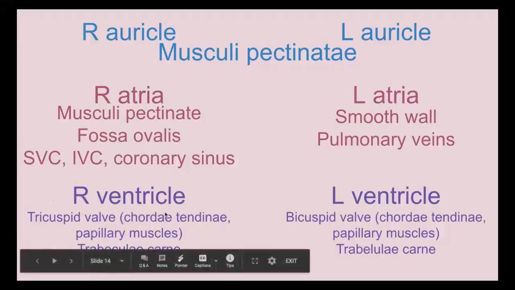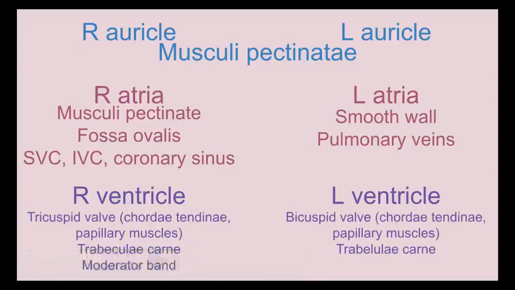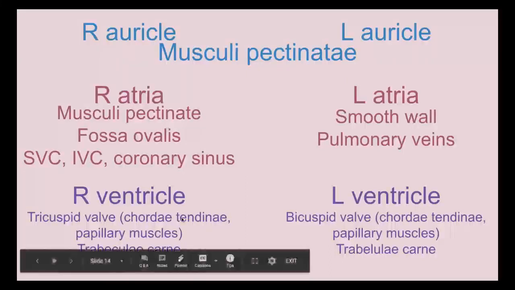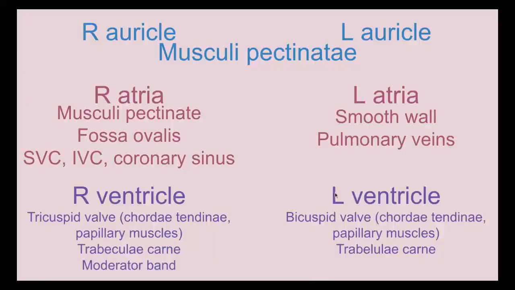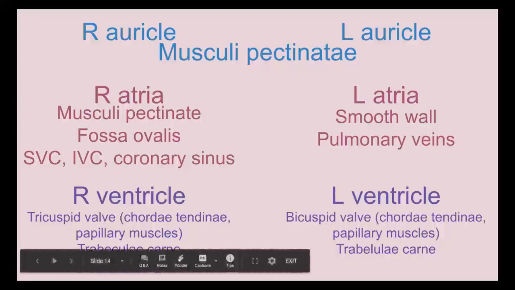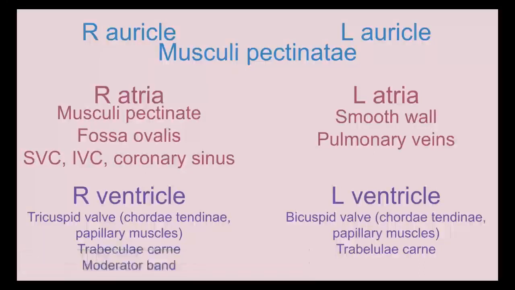Okay, and then we have the right ventricle. Remember, the right ventricle would house the right AV valve, which is also known as the tricuspid valve, which of course has chordae tendineae and papillary muscles associated with it. Remember, it's lined by that trabeculae carneae, and it also houses the moderator band, which we'll talk more about, I believe, this week, with reference to the electrical system of the heart. Then we have the left ventricle, last but not least, and the left ventricle houses the bicuspid valve along with its chordae tendineae and papillary muscles, and it is lined by the trabeculae carneae once again.